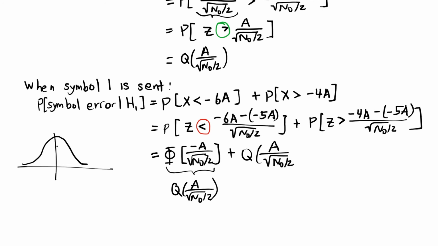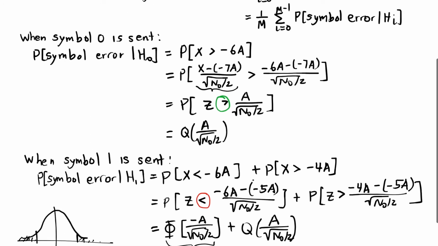So if this is a standard normal random variable and this is a minus z value, and I'm trying to find the probability that it's less than this, well, it's symmetric, so it's the same as the probability that it's greater than the positive same threshold. So this becomes the Q function of a over square root of N naught over 2. I've got another one over here, so this becomes 2 times that.